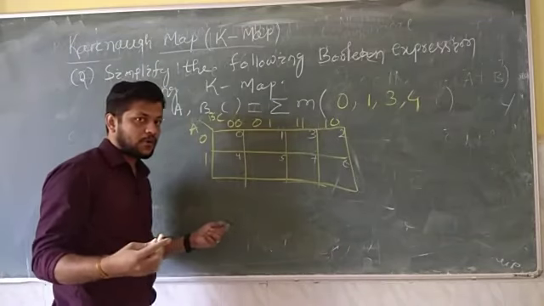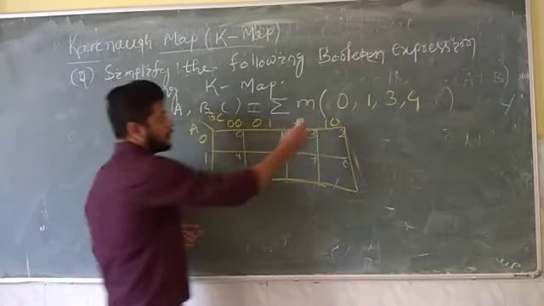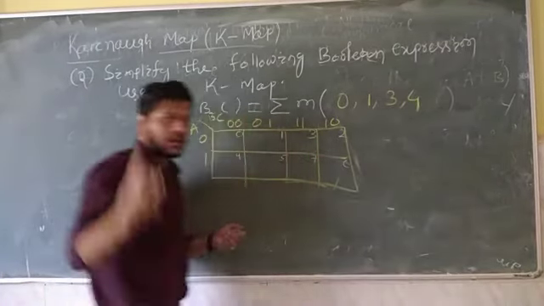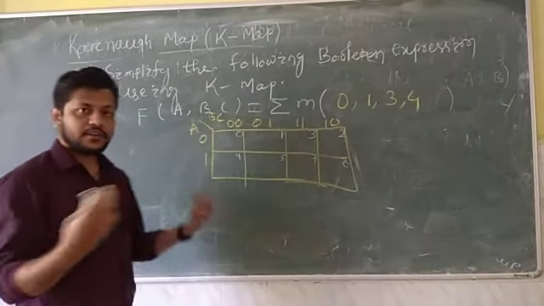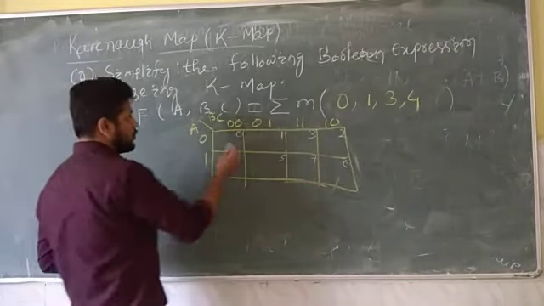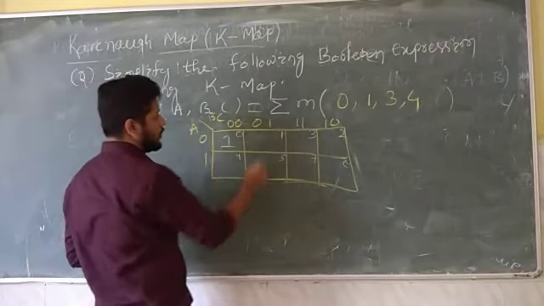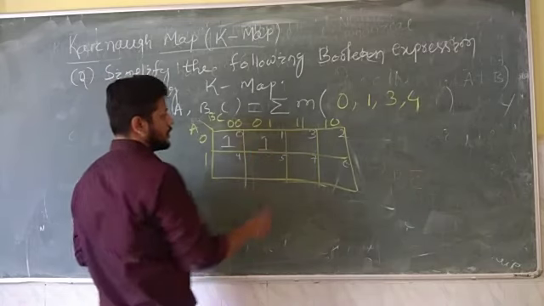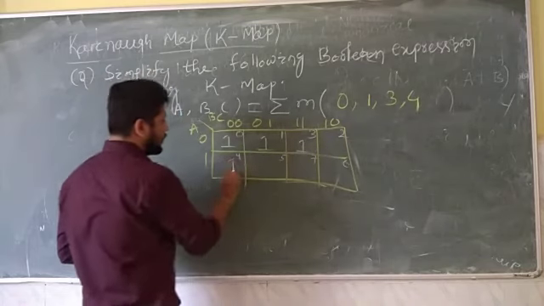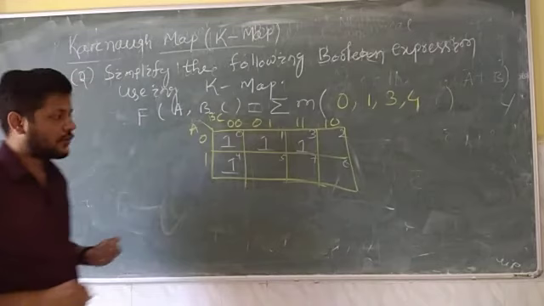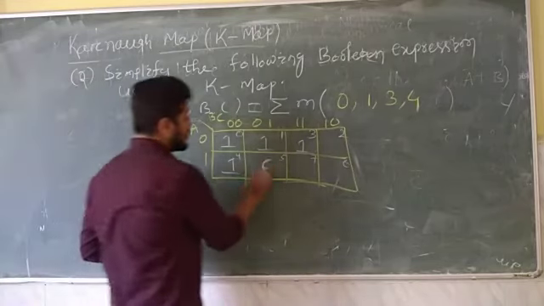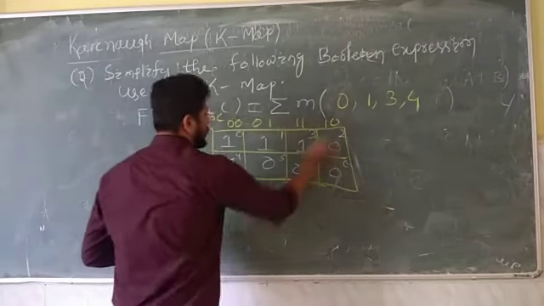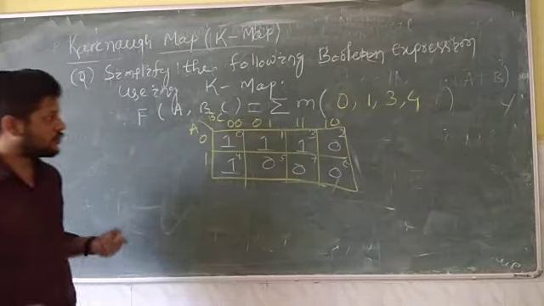Then whichever cell has a minterm present here, you have to take it as 1 and the rest is 0. So 0 is present as 1, 1 is present as 1, then 3 is present as 1 and then 4 is present, that is also 1. The remaining 2, 5, 6, 7 are 0, 0, 0.